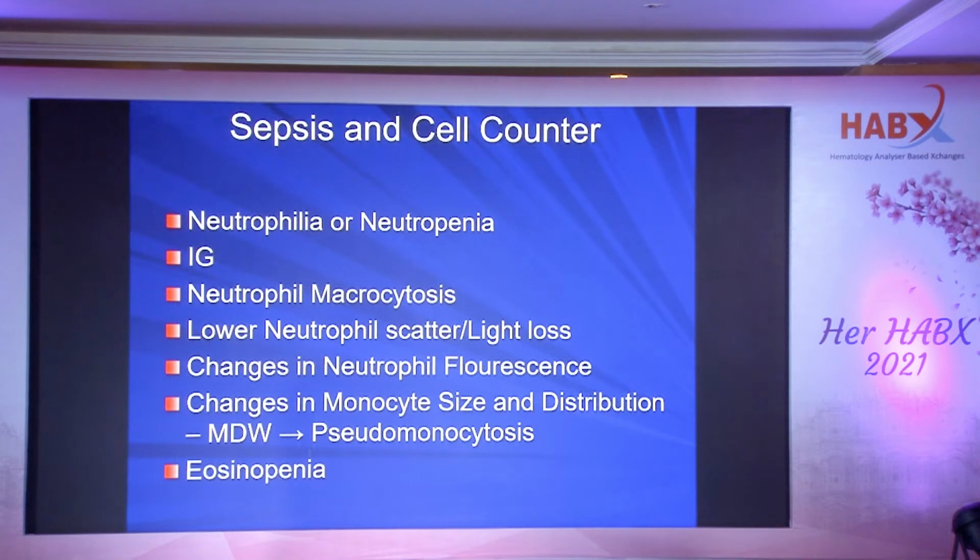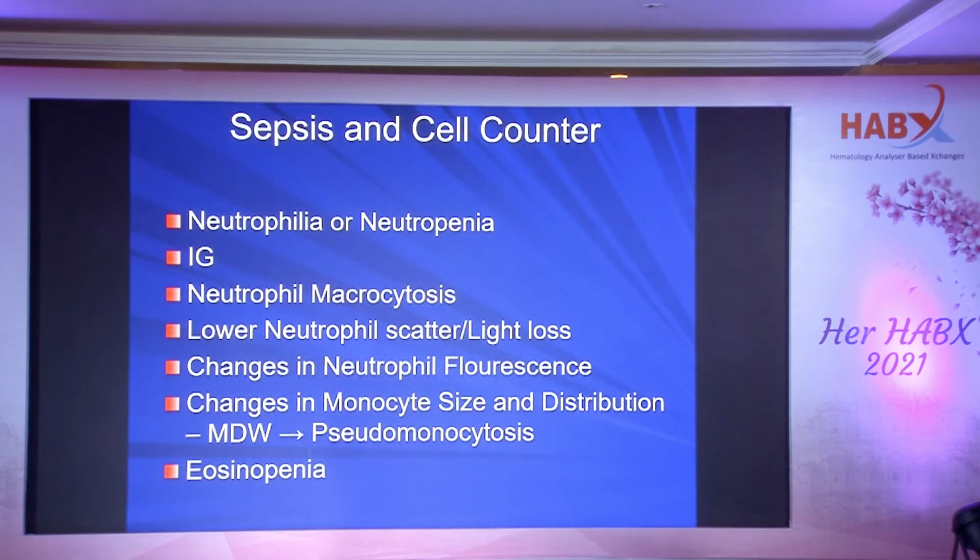So when you talk about sepsis, and we are talking about cases where procalcitonin and CRP are normal, you depend only on the cell counter data. Neutrophilia, neutropenia can be an indicator of sepsis. Immature granulocytes can be an indicator of sepsis. Neutrophil macrocytosis, which we saw, can be an indicator of sepsis. Lower neutrophil scatter can be an indicator of sepsis. Changes in neutrophil fluorescence can be an indicator of sepsis. Changes in neutrophil and monocyte size and distribution, or pseudomonocytosis, can be an indicator of sepsis. And eosinopenia can be an indicator of sepsis.